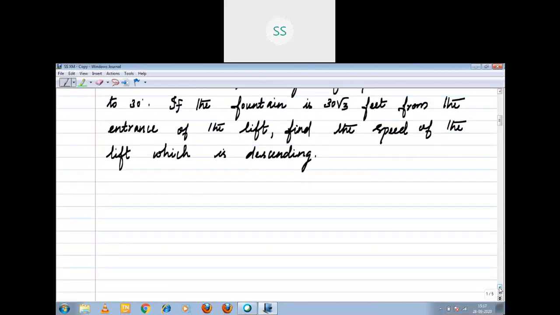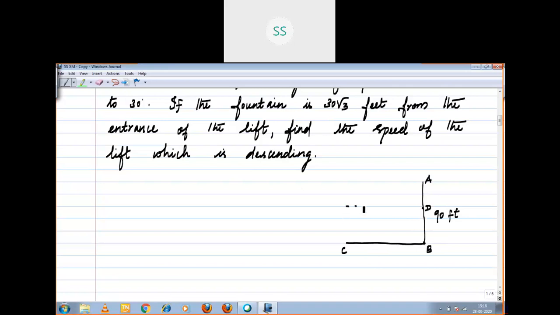This is your building. I'm going to represent the statement in the diagram format. AB is the building of height 90 feet. A, B, C. Now, after 2 minutes, the lift is descending. That point I am going to consider as D.